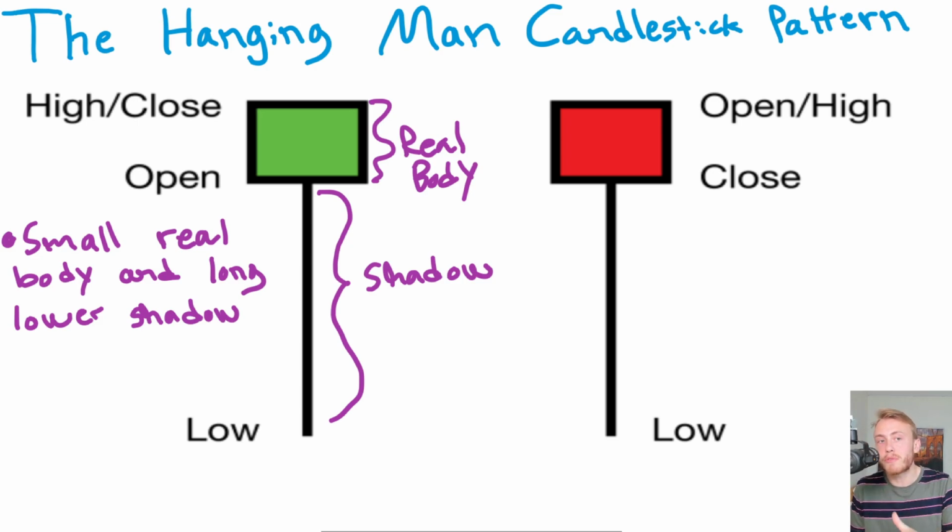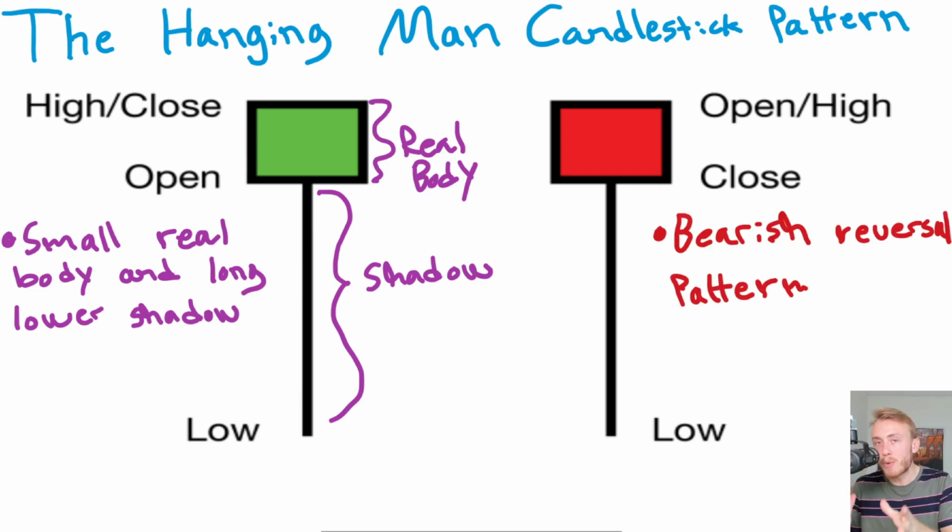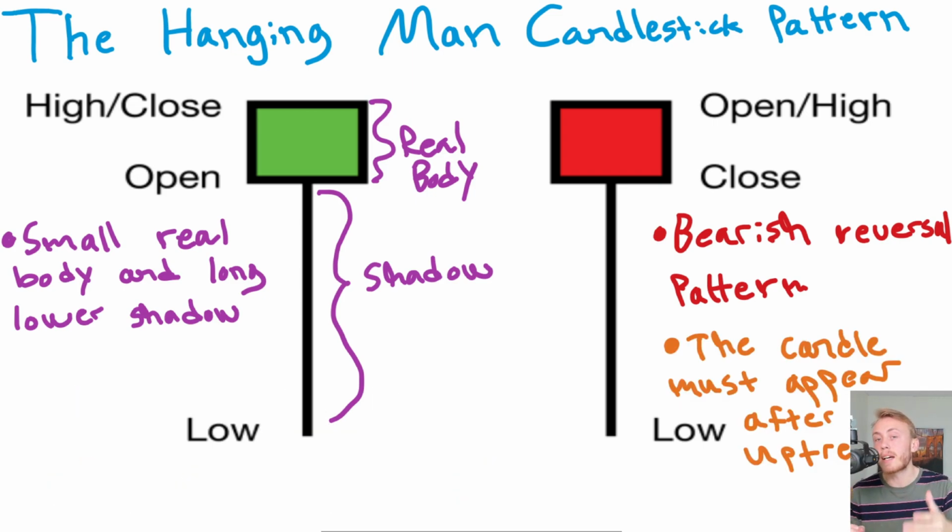And now to the difference between the hanging man and the hammer. The hanging man is a bearish reversal pattern. And by bearish, we basically mean that the hanging man pattern indicates a potential reversal to the downside and not the upside. So the hanging man can act as a warning sign that the uptrend might reverse. And this leads us to the next point, and that is the hanging man candle must appear after an uptrend.